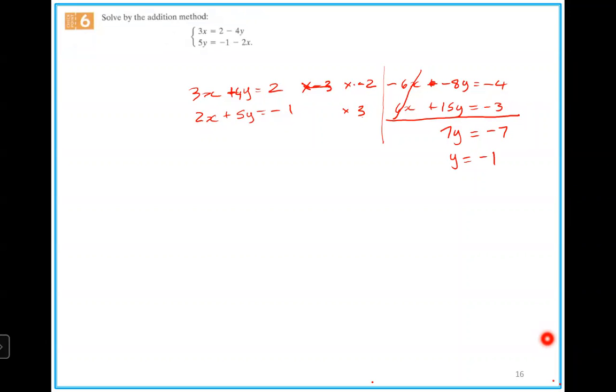So if y is equal to negative 1, we're going to find x. We'll have to substitute it into the top one. So we'll say 3 times x, because we don't know what x is. Oh, sorry, we know y. 3x plus 4y, this one here, that is the top one. 3x equals 2 minus 4 times negative 1. Okay, minus 4.